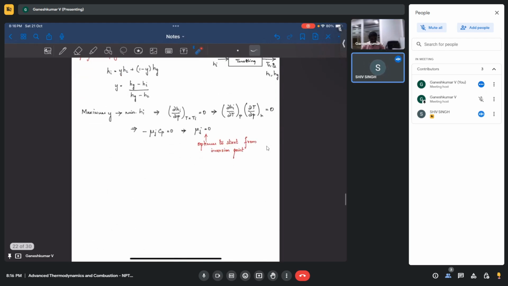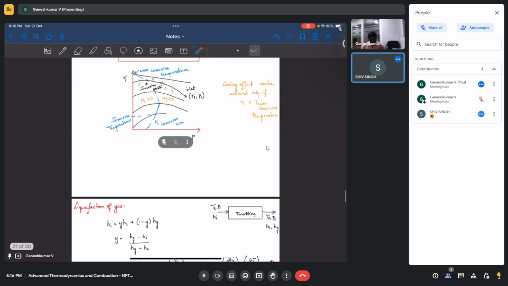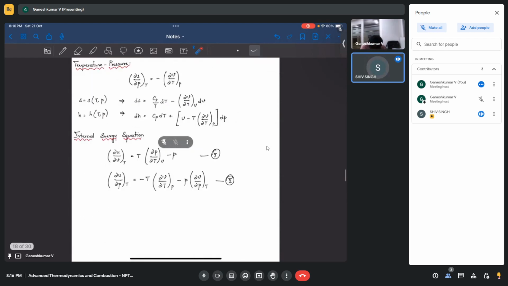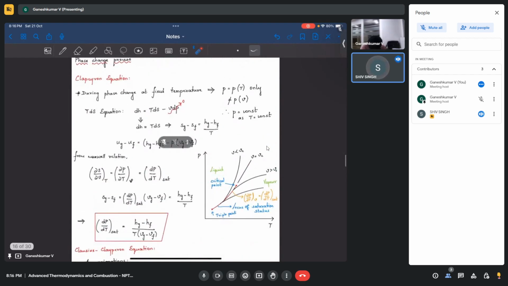Yes, sure. Sir, one problem I have in the Clapeyron equation, in the previous session, at the time of phase change, that is dp by dt, for that it is given only at the saturation point.